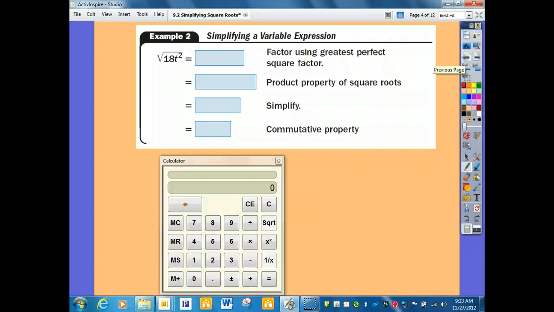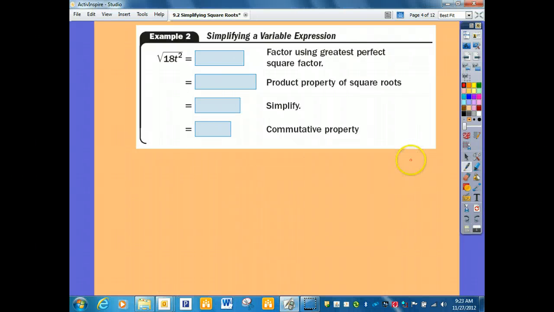Now we get to throw a letter in there, same thing. So let's do the number first. I guess I don't need the calculator here. So the square root of 18. What if I do a factor tree for 18, let's go what? 9 times 2. Circle my 2, that's prime. Break that down to what? 3 times 3. Excellent. 3 times 3.